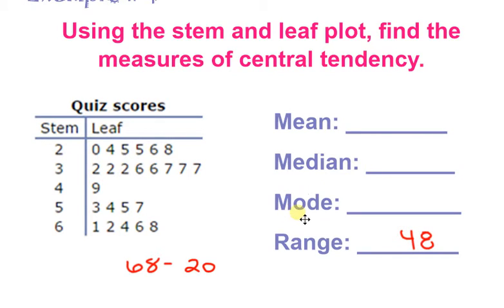Remember, my mode is the number that appears most frequently, and you should be able to pick it out fairly easily. It looks like there's 3 32s and 3 37s. So your mode is 32 and 37.